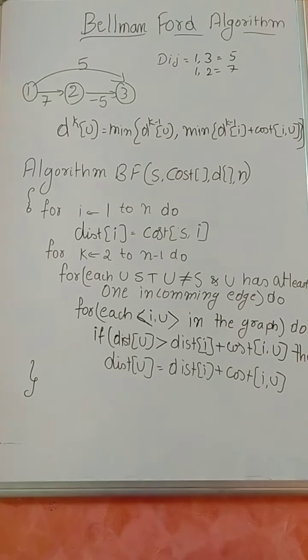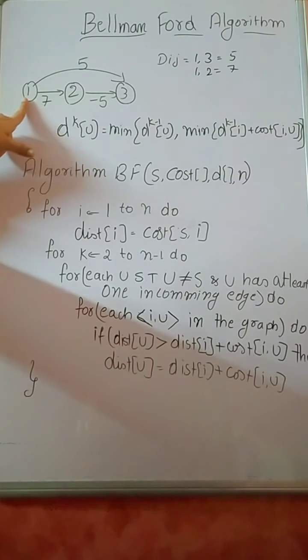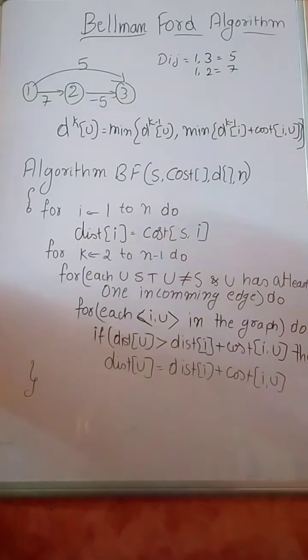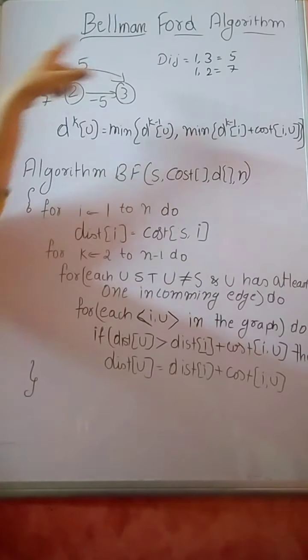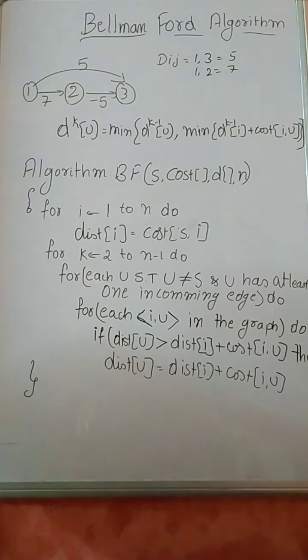Now we will consider the Bellman-Ford algorithm. The disadvantage of Dijkstra is that it doesn't compute the shortest path if you have negative weights. Actually, what is the shortest path from 1 to 3? It is 7 minus 5, it is 2. But what it is showing? 1 to 3 as 5. So when you have negative edges, Dijkstra's algorithm will not work properly. That is the disadvantage of using Dijkstra's algorithm.